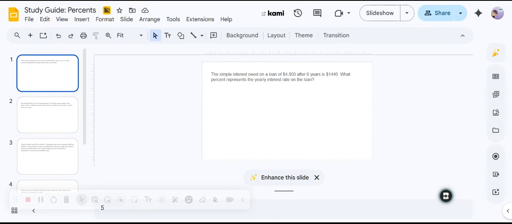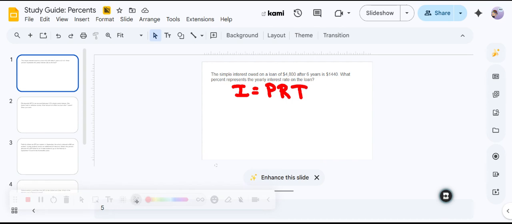Our first problem says the simple interest owed on a loan of $4,800 after 6 years is $1,440. What percent represents the yearly interest rate on the loan? So this takes the formula that we have been using for interest and applies it to our equation solving problems. We know that interest equals principal times rate times time.